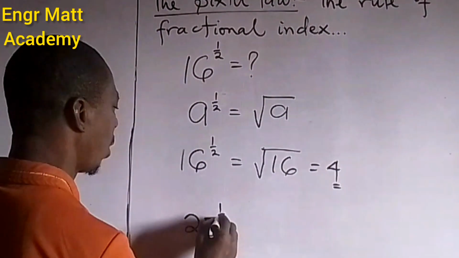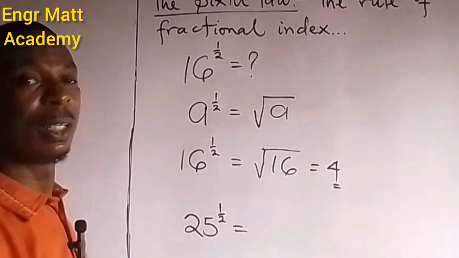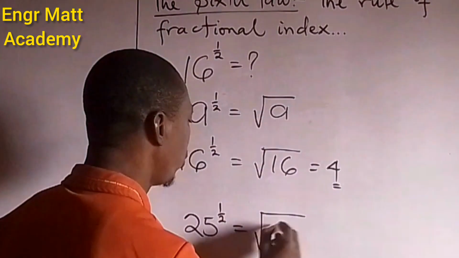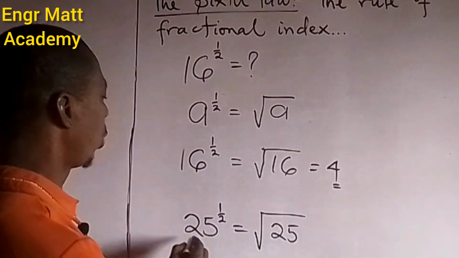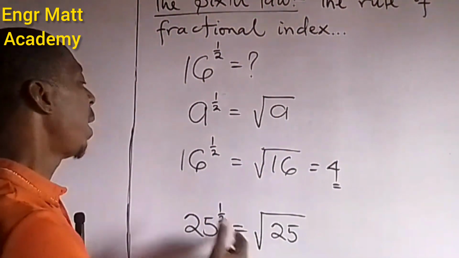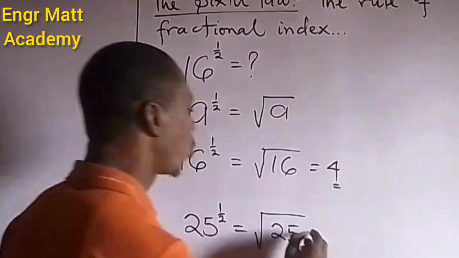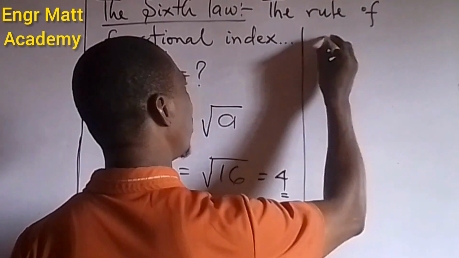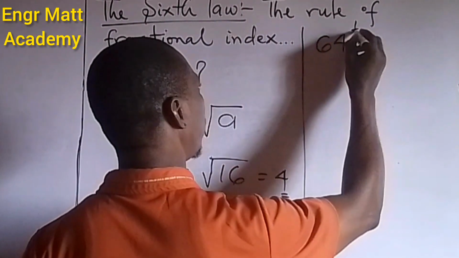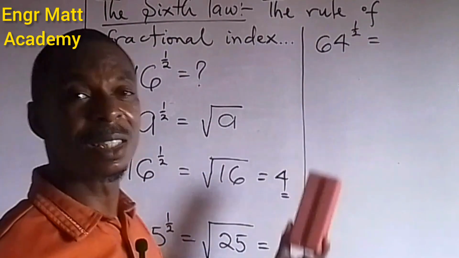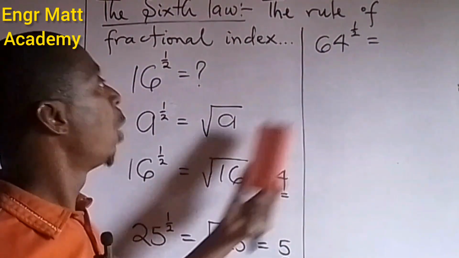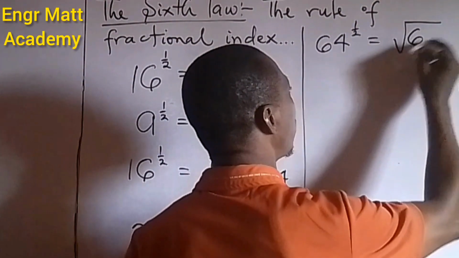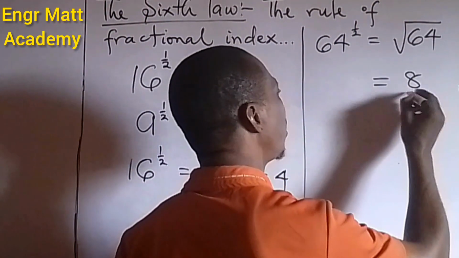Let's go ahead. 25 raised to the power 1/2. The power is 1/2. The power is half. So we apply the rule. It says find the square root of 25. 25 raised to the power 1/2 simply means find the square root of 25. And the square root of 25 is 5. Let's take one more. 64 raised to the power 1/2. What is this asking us? This rule is saying that we should find the square root of 64, and that will give us 8.